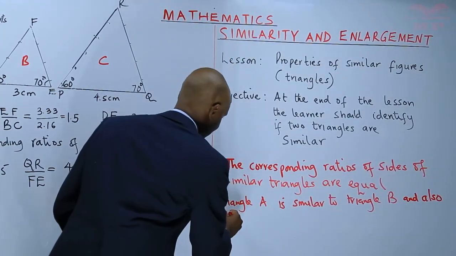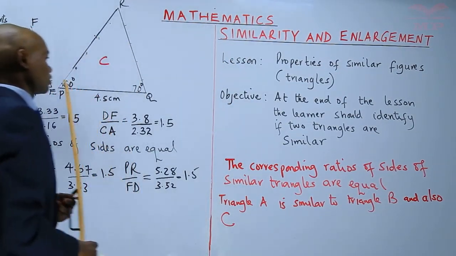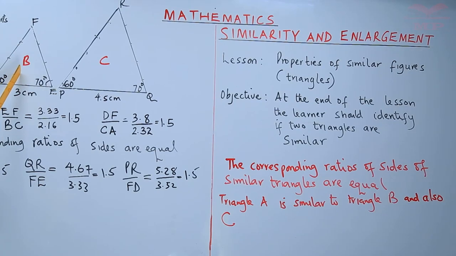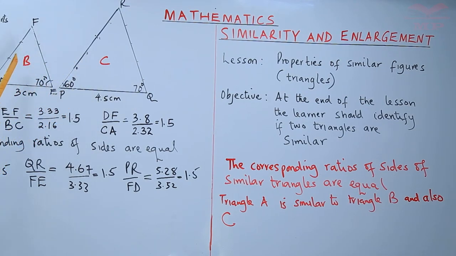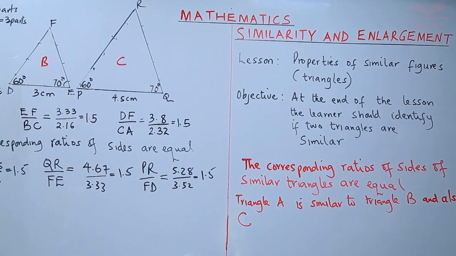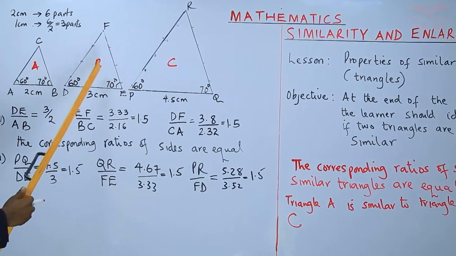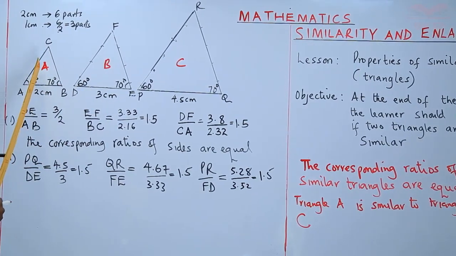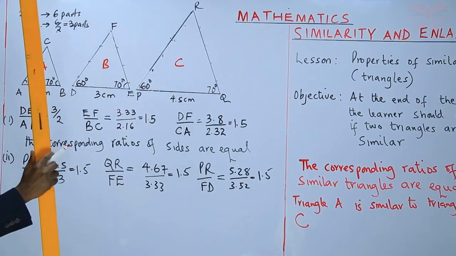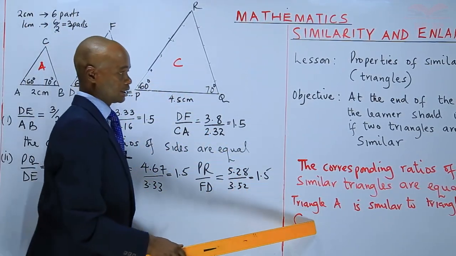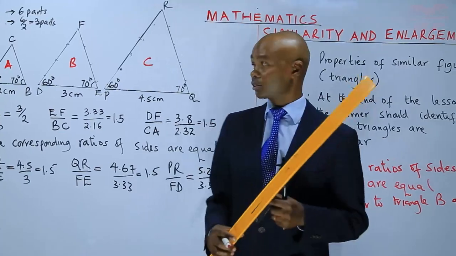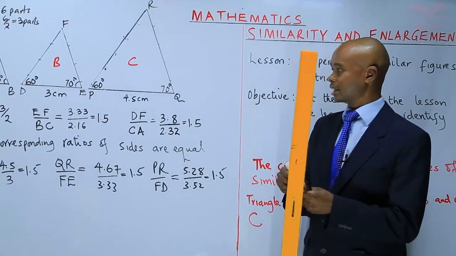Since this one is similar to this and this is similar to this, each of them is similar to any. You can say triangle C is similar to both B and A. You can also say triangle C is similar to both A and B, or triangle A is similar to both B and C. So that is what we get. So the ratios of sides of similar triangles are equal.